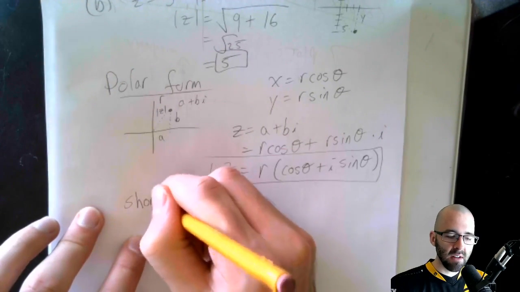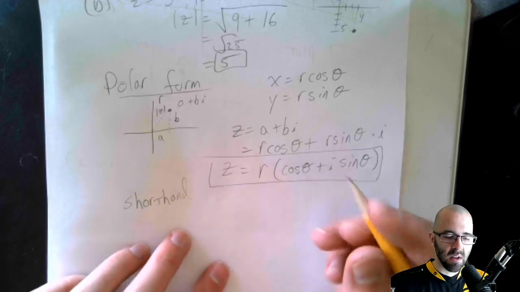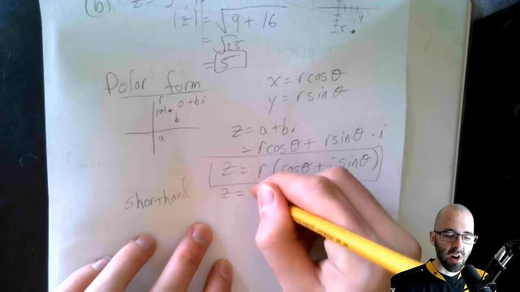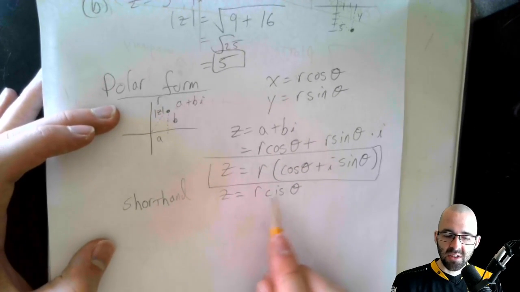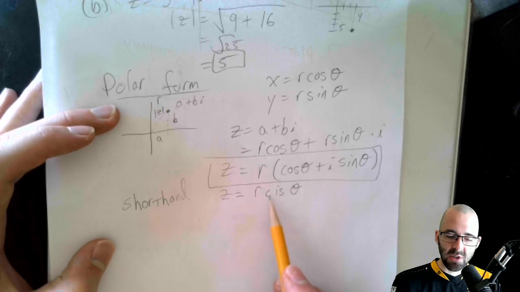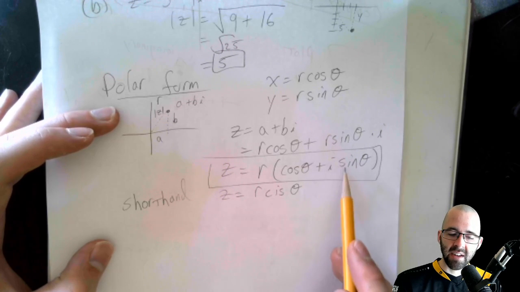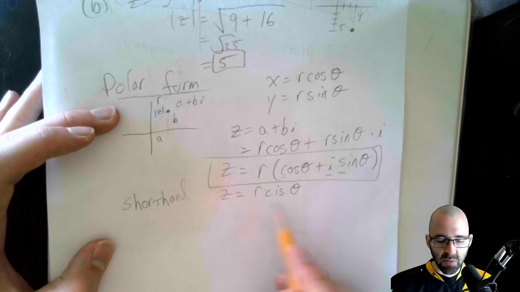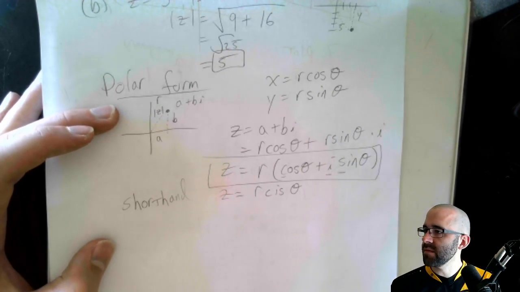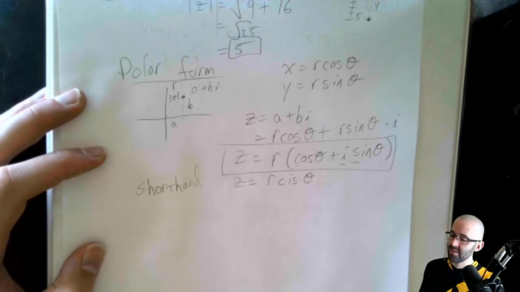There's also a shorthand that we're going to use here. The shorthand is writing z is equal to r cis theta. This is just a shorthand for cosine plus i times sine. Cis, cosine plus i times sine. It's much quicker to write things this way. Pythagorean theorem is going to pop up everywhere.